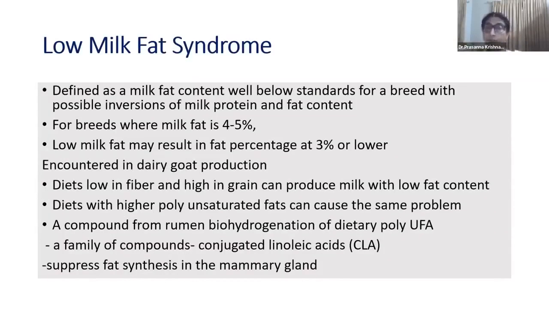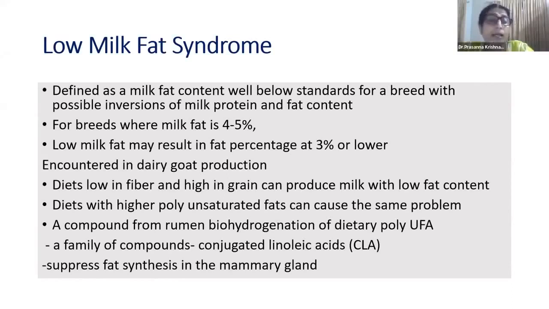Low milk fat syndrome. As the name indicates, the fat content will be below the standards for a particular breed of animal, especially in milk breeds. It is very important. For breeds where milk fat is 4 to 5%, if they have milk fat of only around 3%, that means low milk fat syndrome. It is seen in dairy cow production when your diet is low in fiber and high in grain.